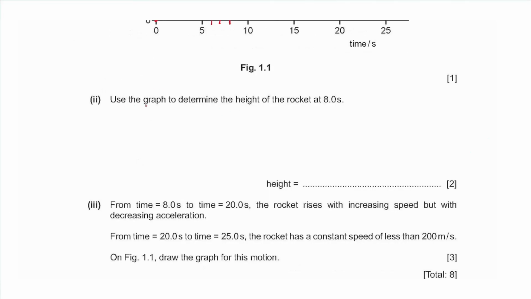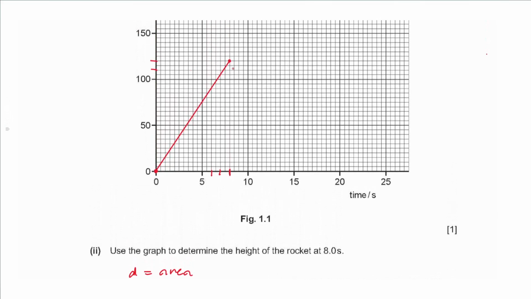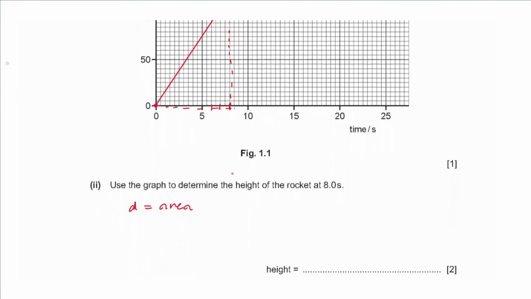Part I says use the graph to determine the height of the rocket at 8 seconds. So using the graph, the distance is equal to the area under the graph, and the area under this graph looks like a triangle. So we have this is the height, which is 120, and the base is 8. So we calculate the area of the triangle equals half multiplied by the base 8 multiplied by the height 120. That gives an answer of 480 meters.